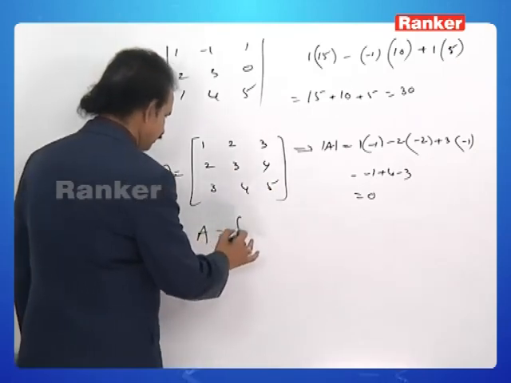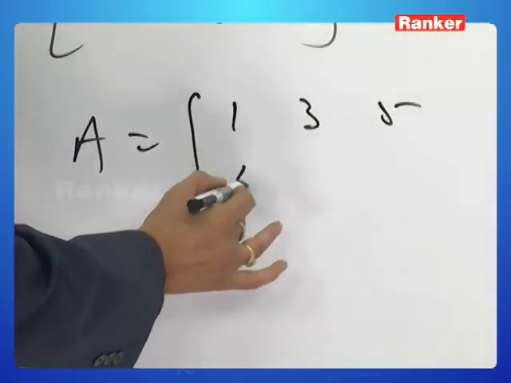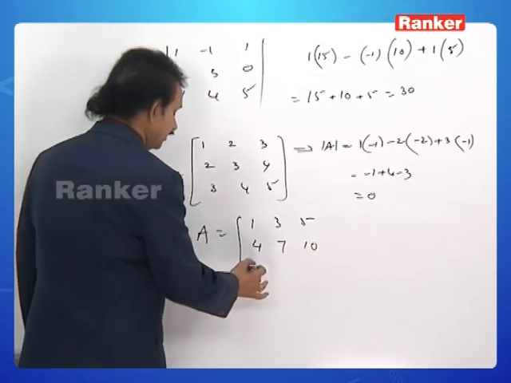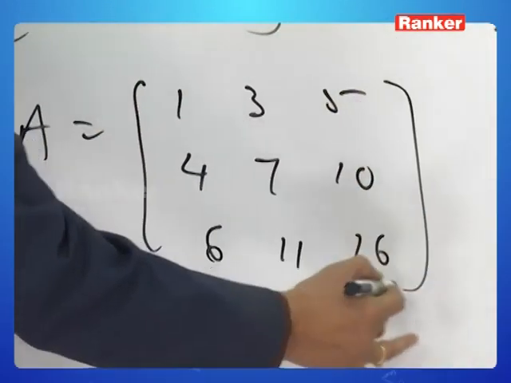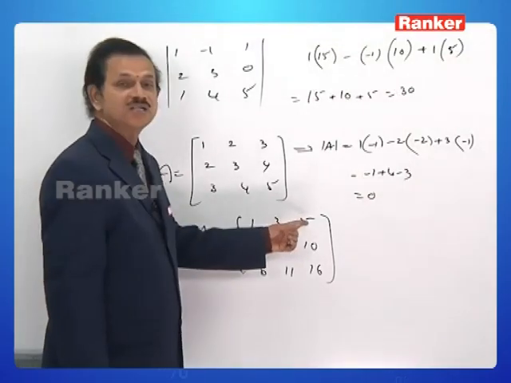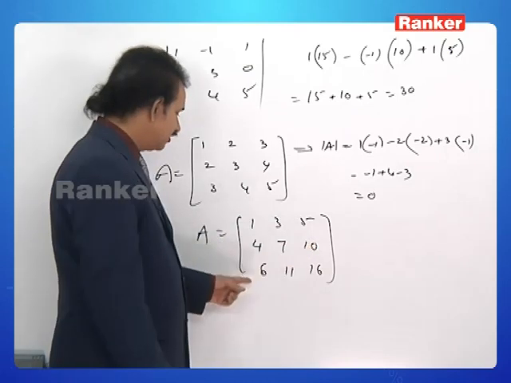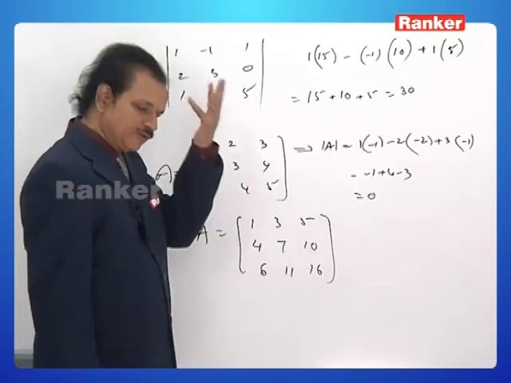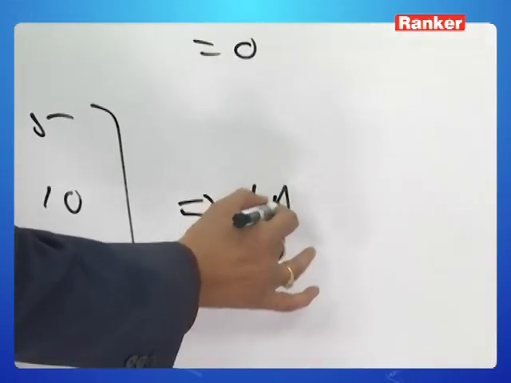A is equal to 1, 3, 5; 4, 7, 10; 6, 11, 16. You observe the elements. These are an AP, difference is 2. These are an AP, difference is 3. These are also in AP, difference is 5. Here also, if you want, you can calculate. You calculate it, and it definitely becomes 0.